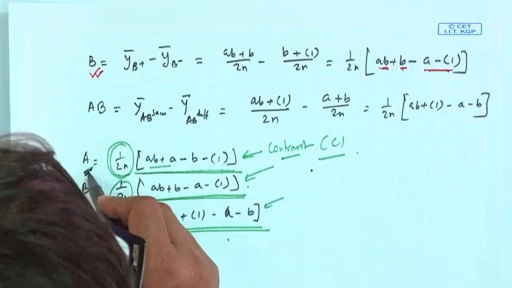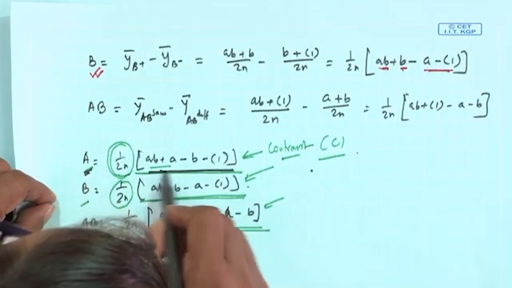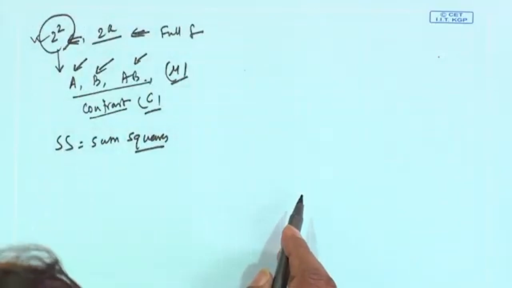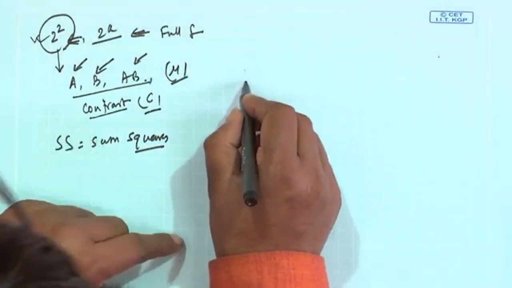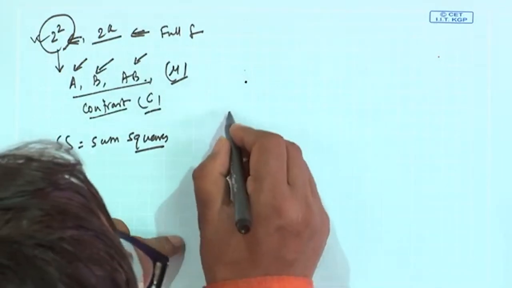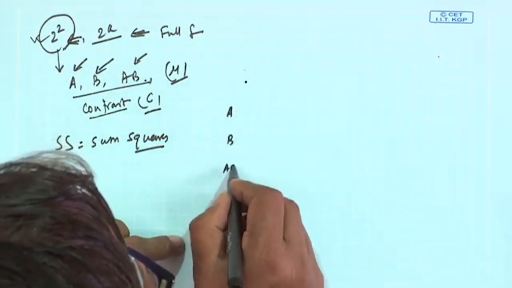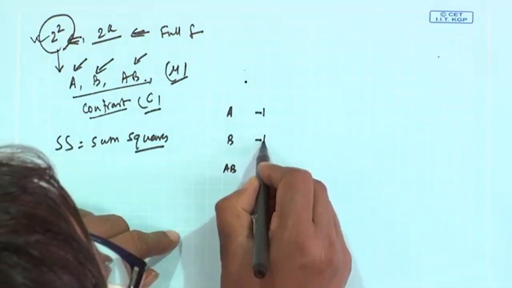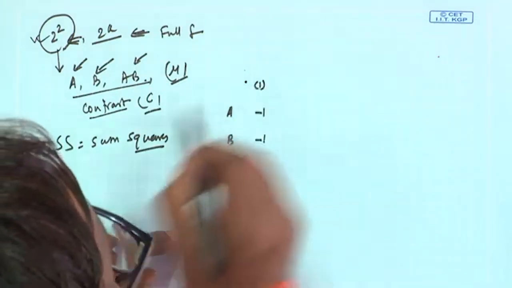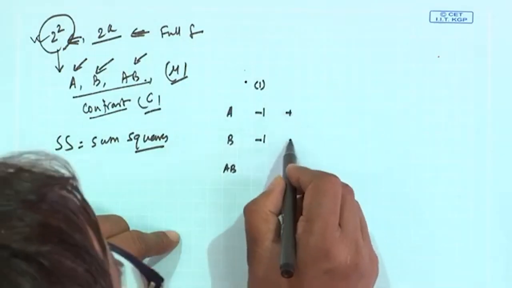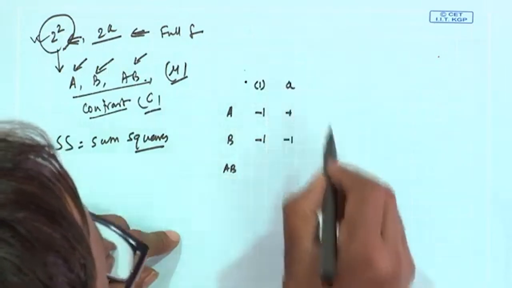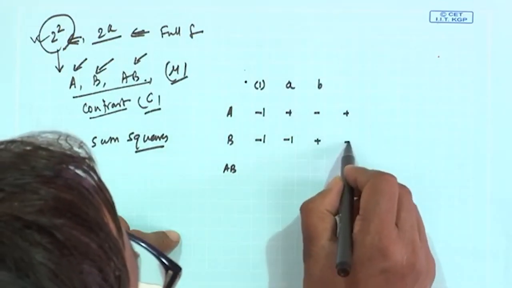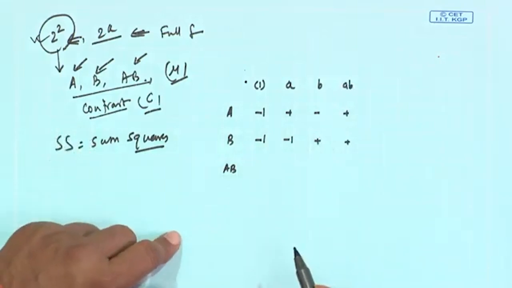If I go back to the estimate of the effect of A, and if I say this is the contrast, how is this contrast coming from the data? Suppose we denote these A, B. What we have seen is A at low, B at low, so minus 1, minus 1. This we have denoted by 1. Then when A is plus 1 and B is minus 1, we denoted it by A. When A is minus 1 and B is plus 1, it is denoted by B. When both are plus 1, it is denoted by AB. Okay.